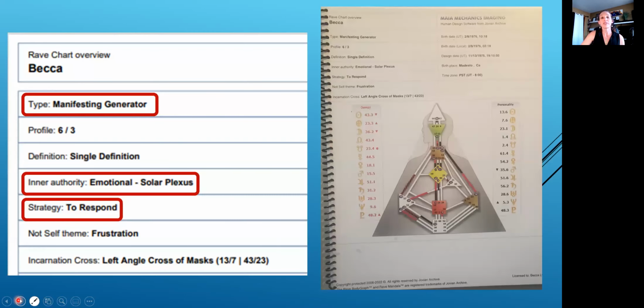Within this, the very first thing, once you get your PDF report, is you're going to see on the front page is your outline. This is going to have all of the basic information about your particular design. Right here on this front page, the three main things I would like for you to first focus on are your type, your inner authority, and your strategy.